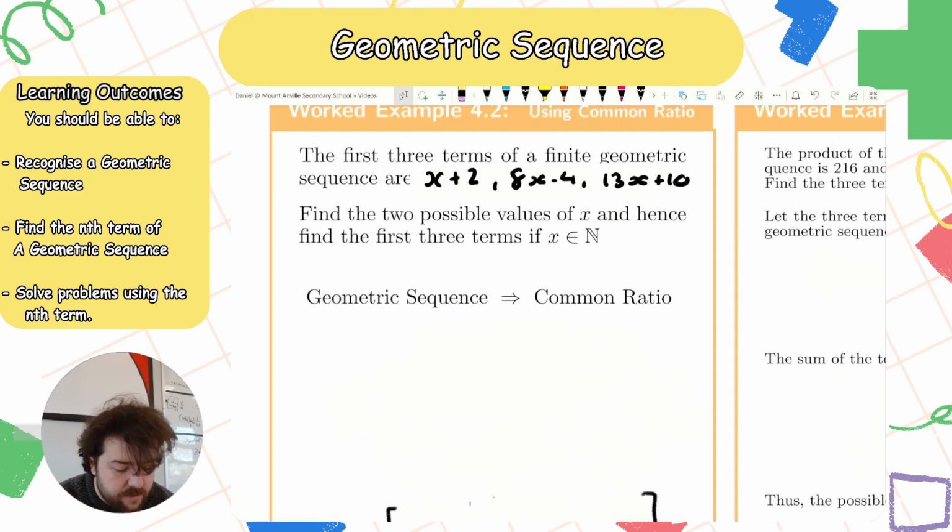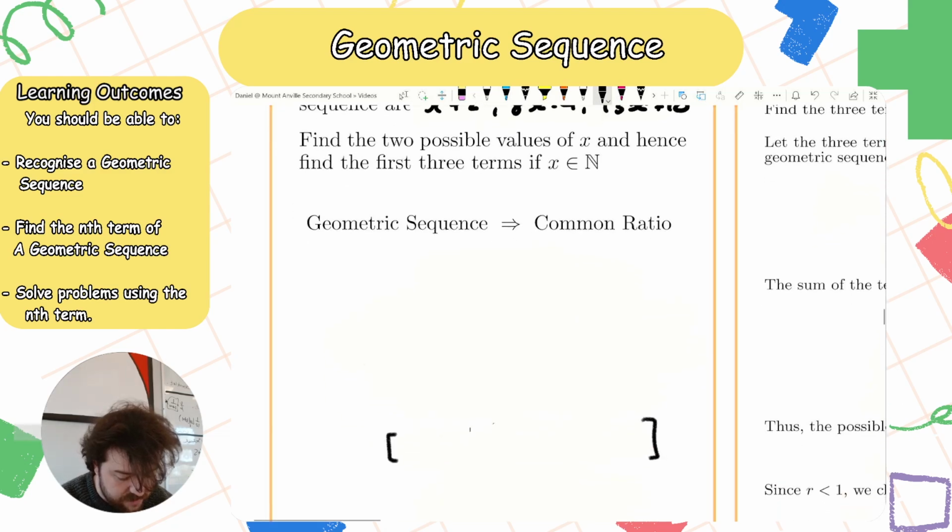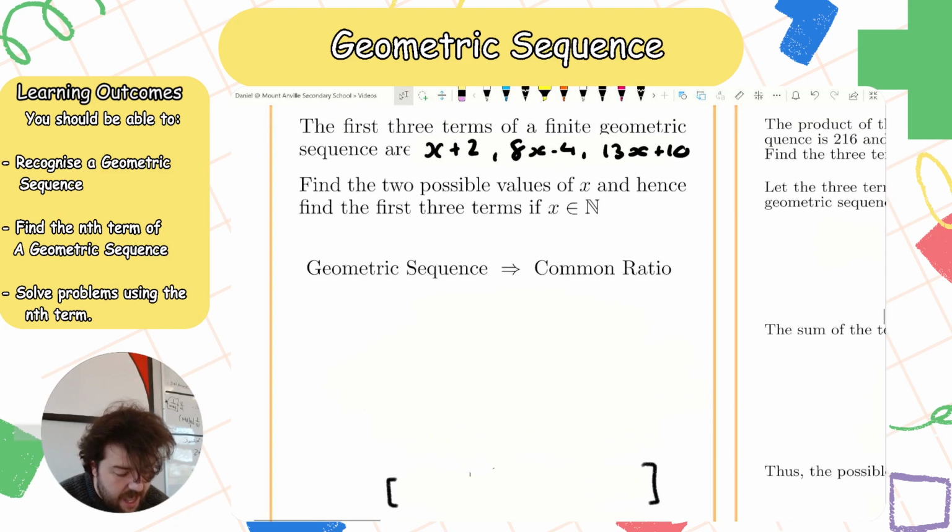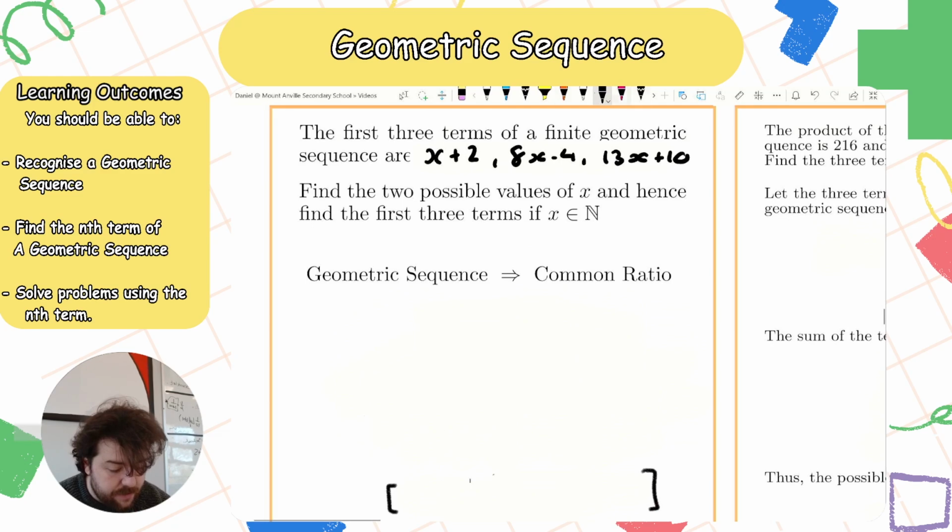The first three terms in a finite geometric series are x plus 2, 8x minus 4, and 13x plus 10. Find two possible values of x and hence find the first three terms. So it's a geometric sequence because they told me, so I don't need to test it.